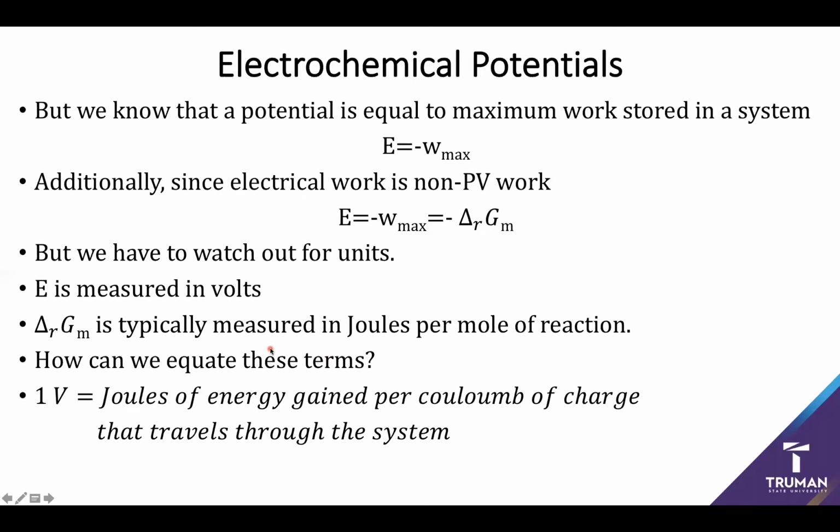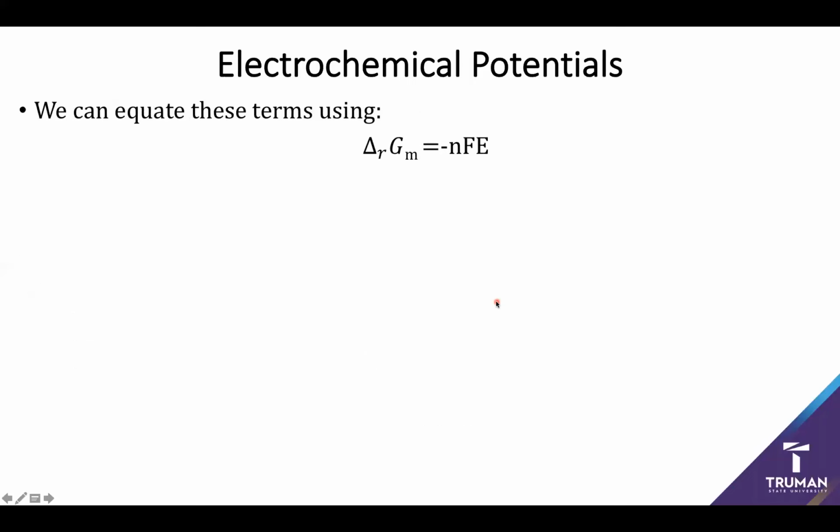A good place to start is the definition of a volt. A volt is the joules of energy that we gain per coulomb of charge that we allow to travel through the system. So again, the more charge in the system, the fewer joules per charge. Now I have to watch out for some pesky unit conversion, turning these joules of energy and this coulomb of charge into moles of reaction, which will allow my units to line up.